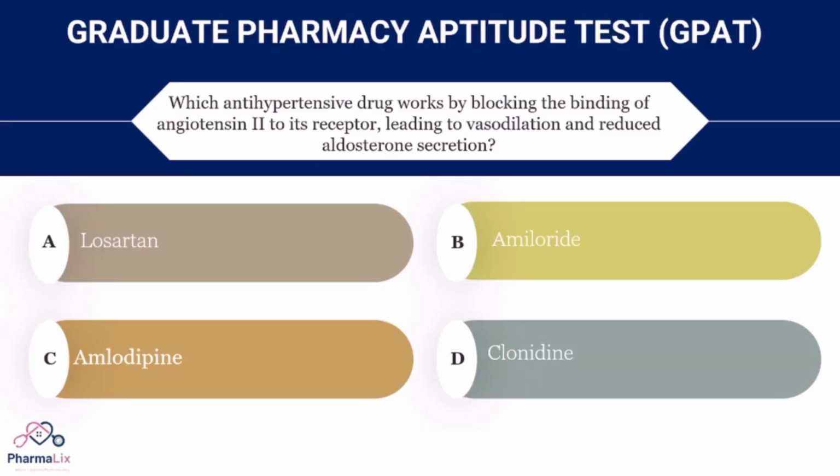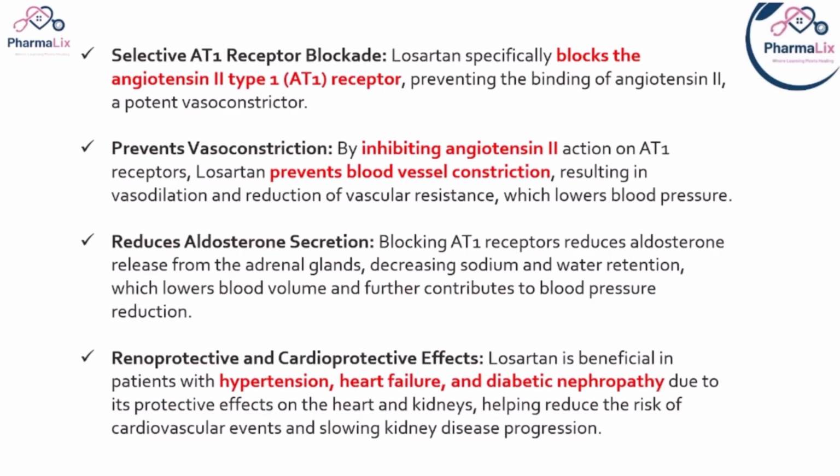So we have reached our last question of this video. Which antihypertensive drug works by blocking the binding of angiotensin 2 to its receptor, leading to vasodilation and reduced aldosterone secretion? This is a mechanism of action based question, and I believe if you know the mechanism or classification of antihypertensive drugs, it is going to be one of the easiest questions. Here we can see angiotensin 2 receptor, that means ARBs, and ARBs means losartan, and this is the correct answer. Let's not waste your time. Losartan is the correct answer. Why? You can refer to it from here.